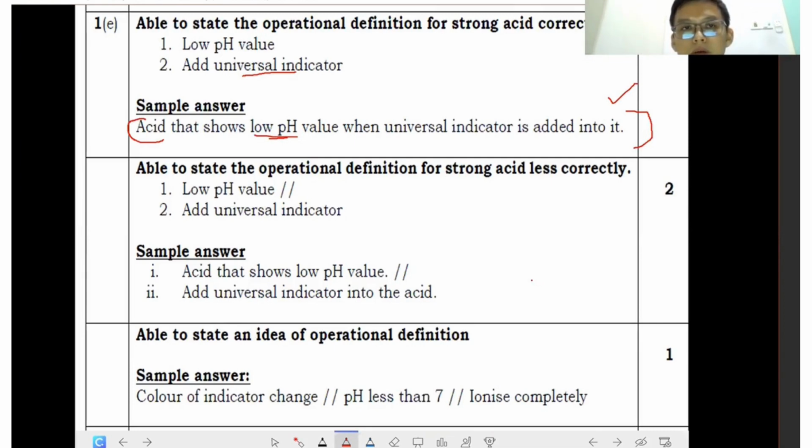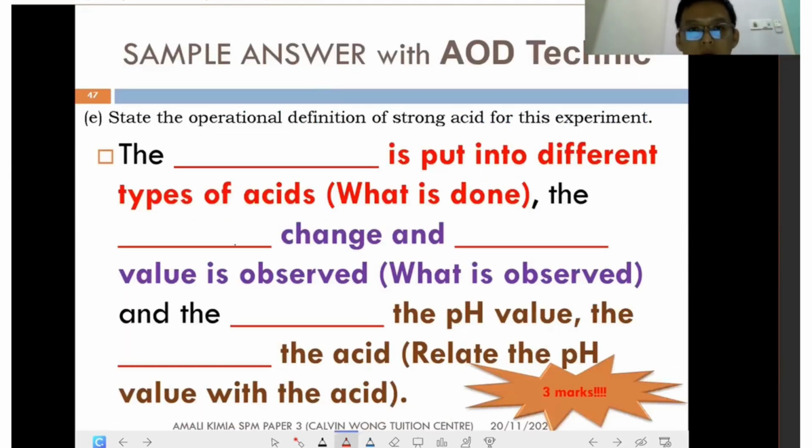3 marks. But sometimes you will miss out. Maybe you will be given only 2 marks, or even only 1 mark. So be careful. To be safe, writing more is better for this kind of question than having marks deducted. So I advise you all to use the AOD method: what is done here, what is observed here, and relate the pH value with the acid here. So you can try whether you can master this method or not.